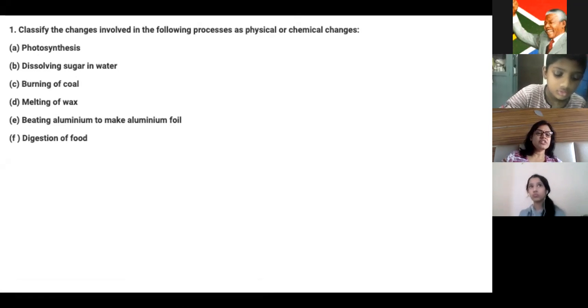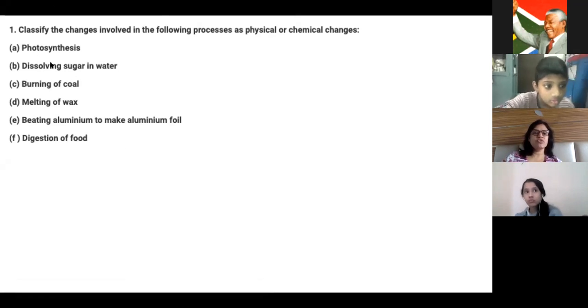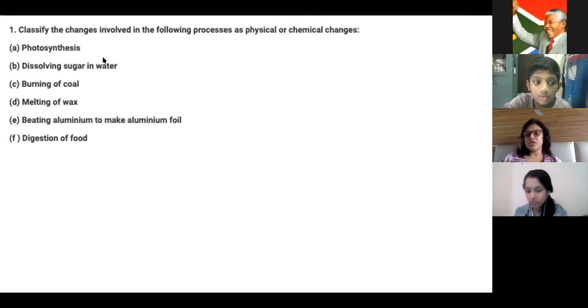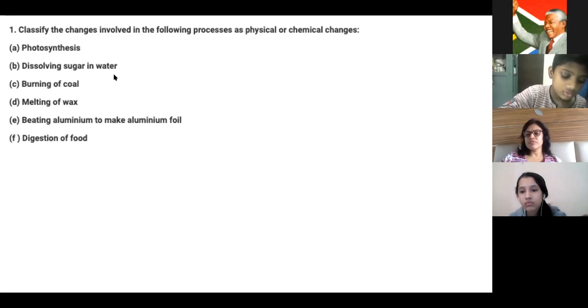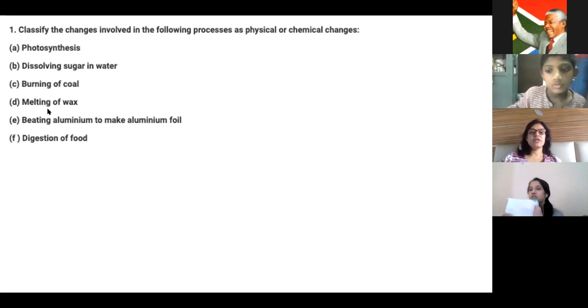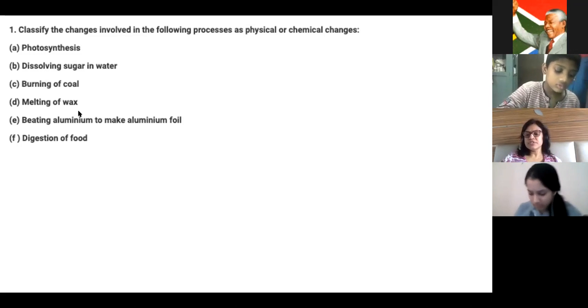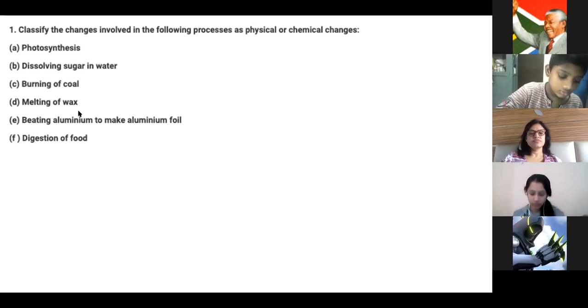So, classify the types of changes. Those who have done, tell me. Photosynthesis is what type of change? Amina, what change? Chemical. Dissolving sugar in water. Yes, physical. Munib, burning of coal. Chemical. Melting of wax. Muhammadi, melting of wax. Ma'am, it is chemical. Melting is always physical. Melting is a phase change. So melting of wax is physical.